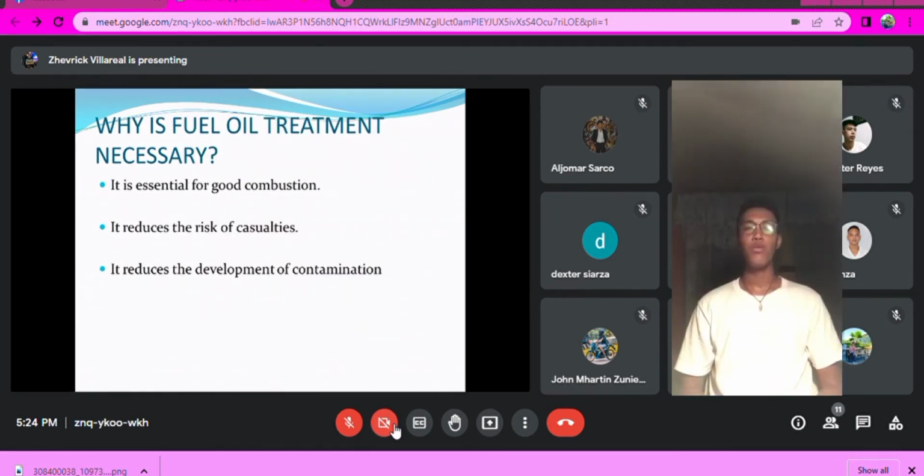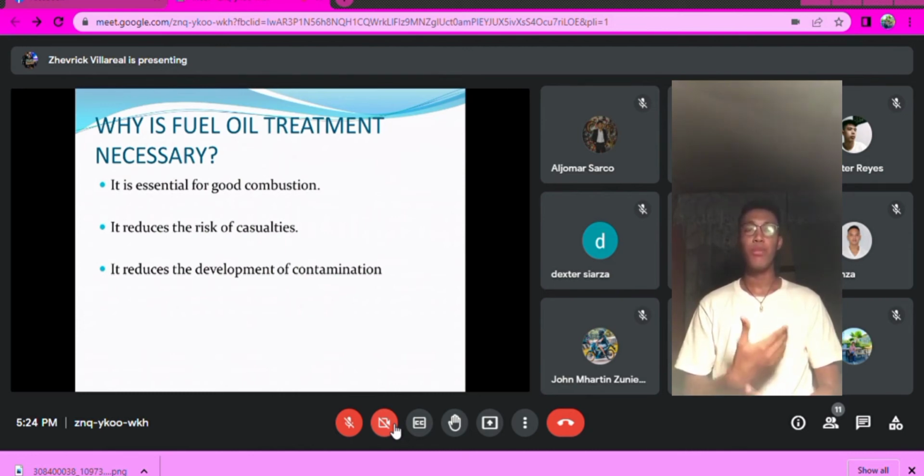Why is fuel oil treatment necessary? First, it is essential for good combustion. Second, it reduces the risk of casualties. And lastly, it reduces the development of contamination. It is essential for good combustion and reduces the risk of casualties because the separation of impurities and water from oil is essential for good combustion.